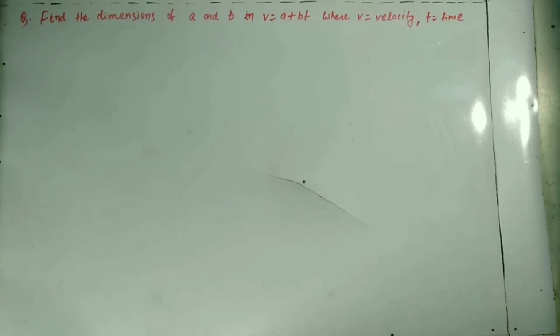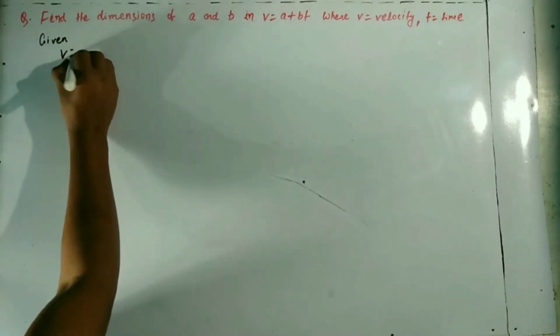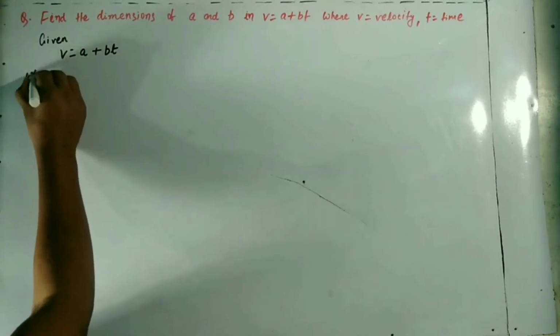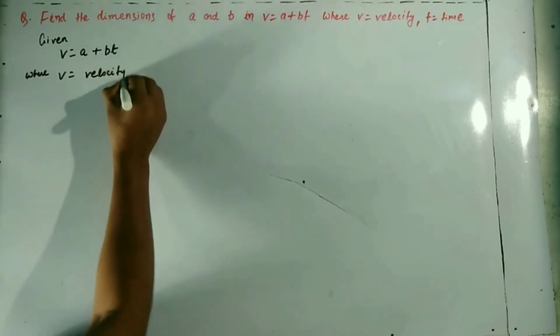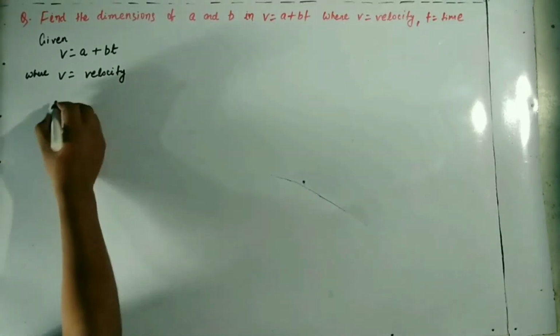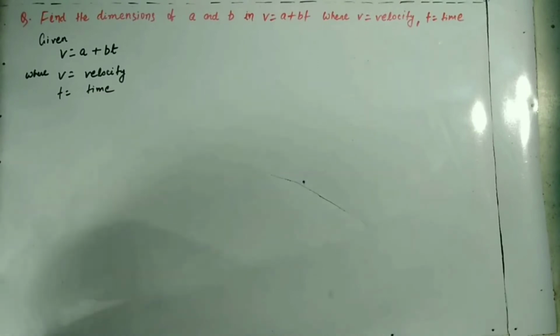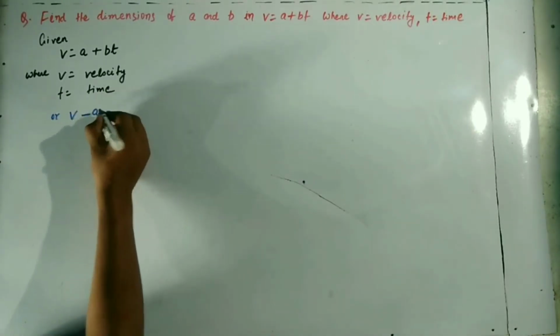Find the dimensions of A and B in V equals A plus Bt, where V equals velocity and t equals time. We have to find the values of A and B in the equation V equals A plus Bt, where V equals velocity and t equals time. So given V equals A plus Bt, where V equals velocity and t equals time. Now I will find the values of A and B.